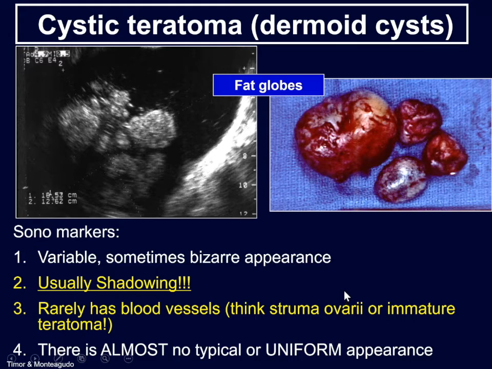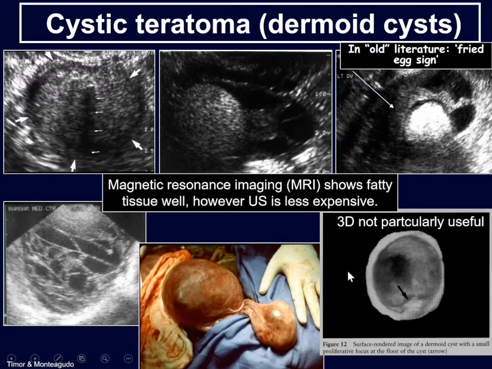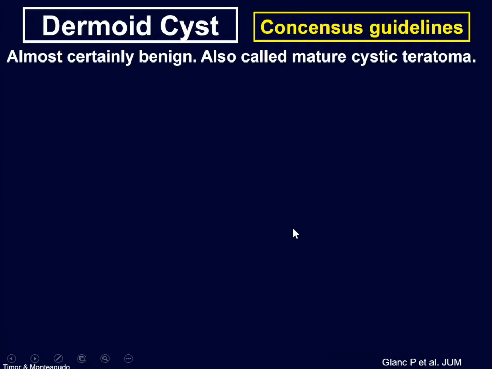There is almost no typical or uniform appearance. They can mimic anything, and here are a variety of cystic teratomas. You see that they are shadowing. They have a hyperechoic nodule, also called the Rokitansky protuberance. And also, I would say that 3D is not particularly useful because sonography can define them pretty well.